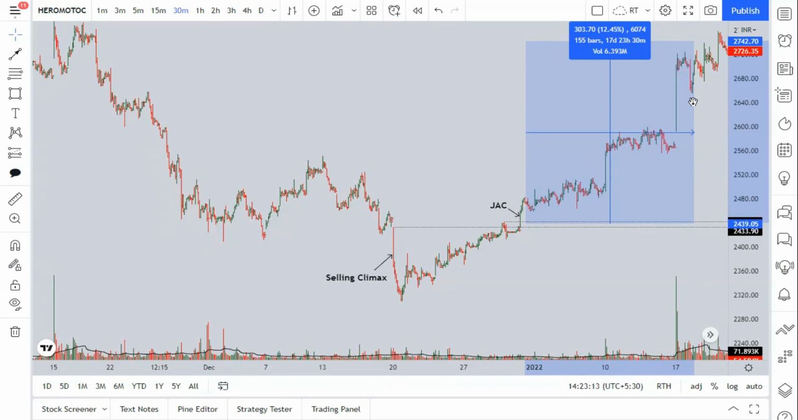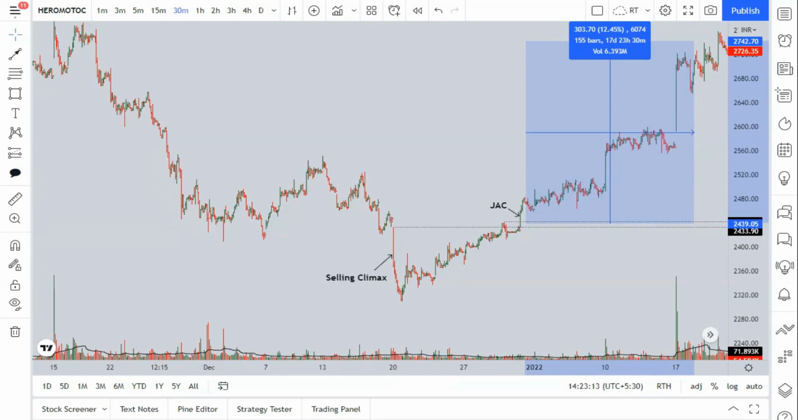I hope you understood how I took the trade, and how I explained how to take trades in a selling climax, and at least you got an idea about it. If you want me to make more videos regarding selling climax or anything like that, definitely comment in the comment section so that I can make one more video.